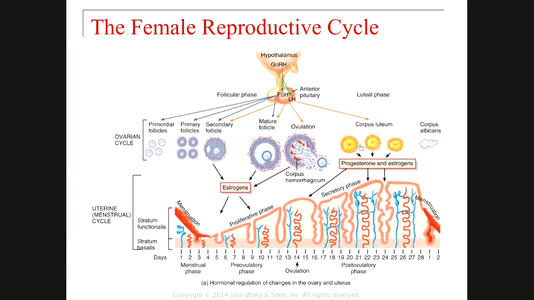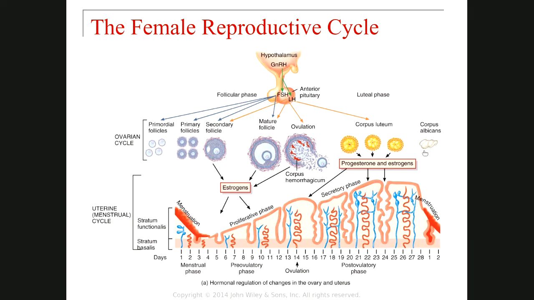If the oocyte is not fertilized, the corpus luteum has a lifespan of only 2 weeks. Then it degenerates to corpus albicans, as you see here. As the levels of progesterone, estrogen, and inhibin quickly decrease, release of GnRH, FSH, and LH rises due to the loss of negative feedback.